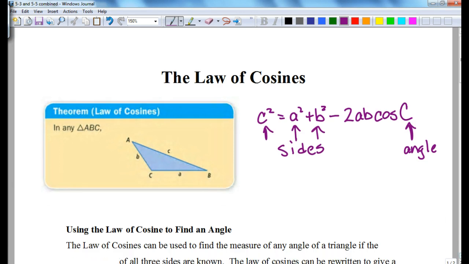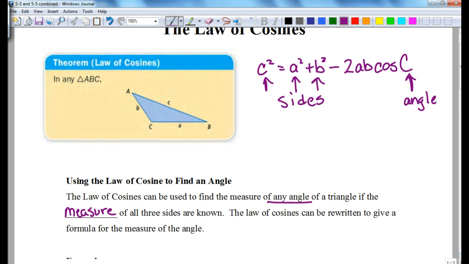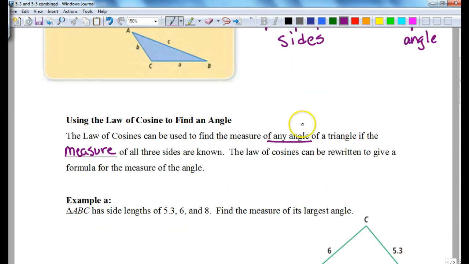Let's move down. The law of cosines can be used to find a measure of any angle of the triangle if the measure of all three sides are known. So, in other words, if I'm looking for an angle of the law of cosines, I can rewrite this law of cosines by solving for cosine C.